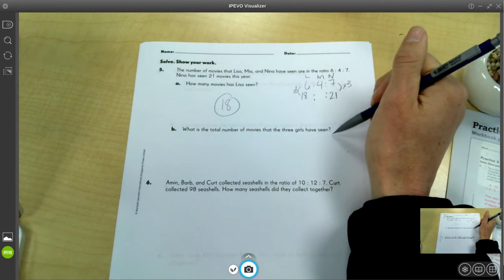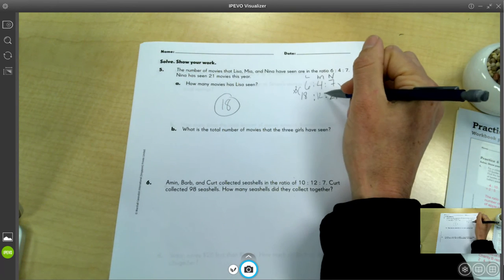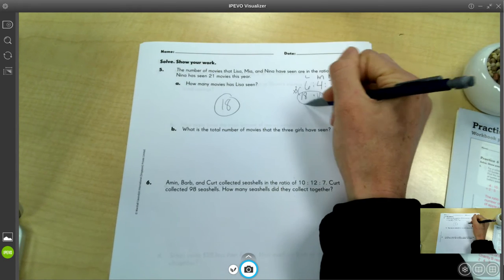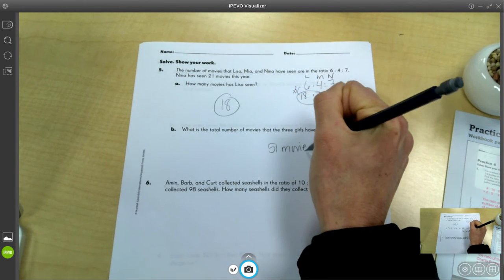What is the total number of movies the 3 girls have seen? Well, 4 times 3 is 12. So I can add these together. 18 plus 12 is 30. Plus 21 is 51 movies.